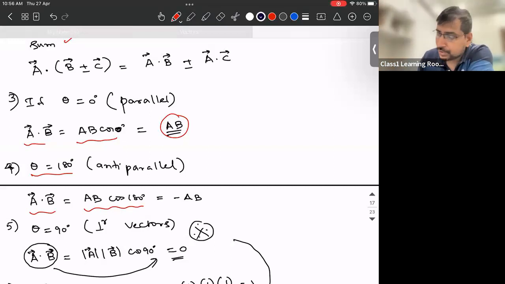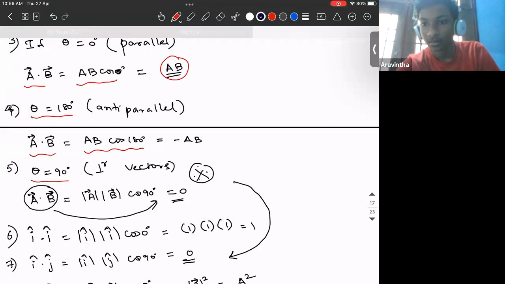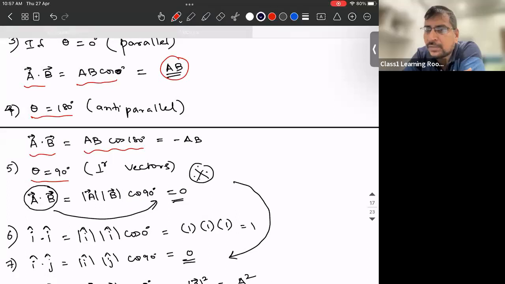And the important question is, what if they are perpendicular to each other? Then the dot product will be 0. So in most of the questions, they will say, find whether the given vectors are perpendicular or not. What will be the test you can run? You just do the dot product between them. If that comes out to be 0, then you say they are perpendicular, else they are not.